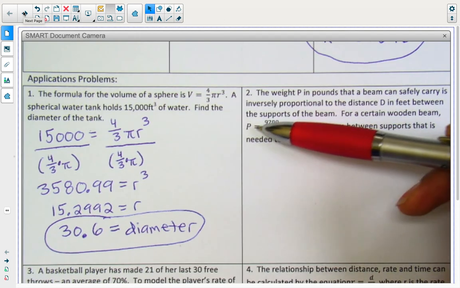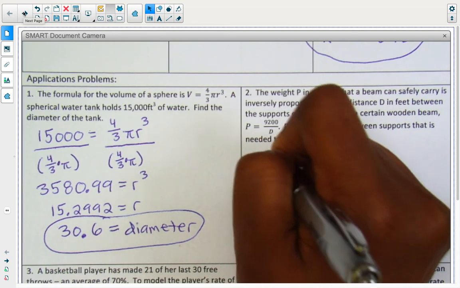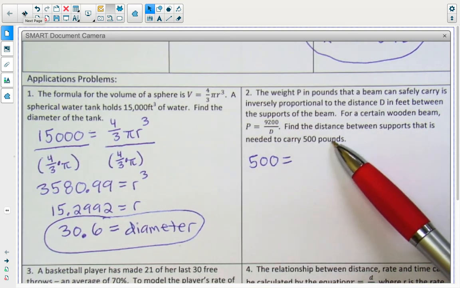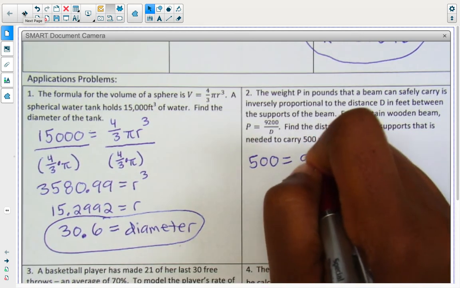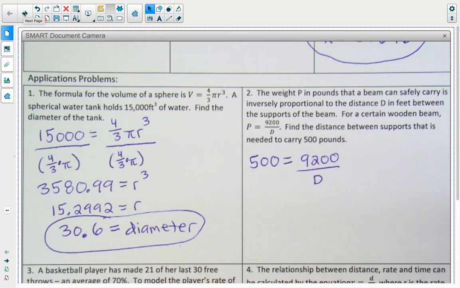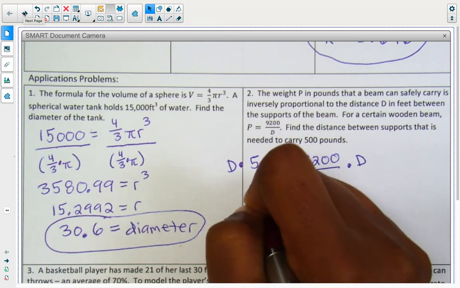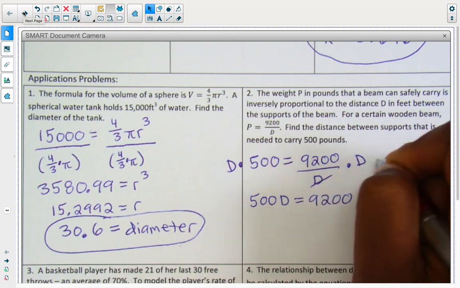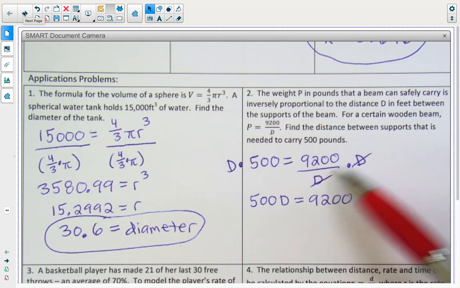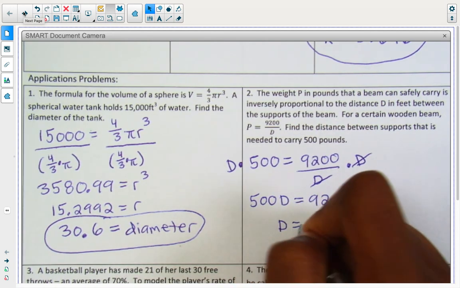We normally do Y equals K divided by X. They're just using different letters, but K is my constant of variation. So all I need to do is plug in 500 in for P, and I know that because it's pounds, and up here it tells me weight in pounds. So P is where the 500 goes. We're trying to get D by itself, so you multiply both sides by D. So that gives me 500D is equal to 9,200 because these D's cancel out. So the opposite of dividing by D, I multiply both sides by D. And we're trying to get D by itself, so just divide by 500.